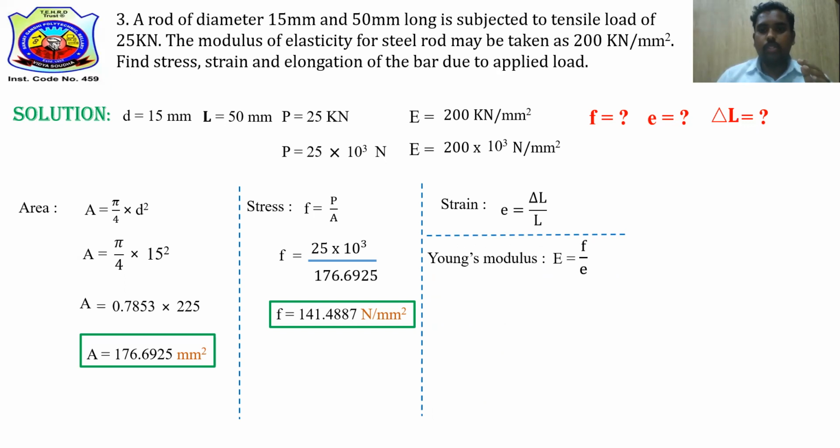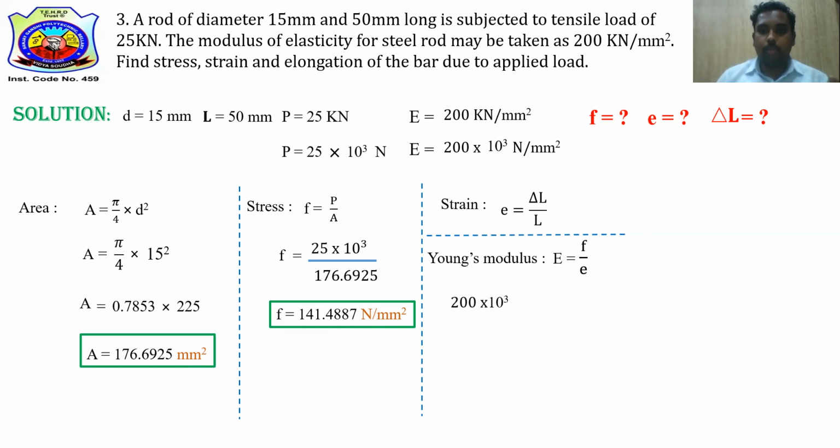Young's modulus is equal to stress by strain. Just cross-check how many unknowns there are. What about the value of capital E? Yes, we know the value of capital E. What about stress? Yes, we know the value of stress. What about strain? No, we don't know. So we have only one unknown value, and definitely, if we have only one unknown value, then we can solve it.